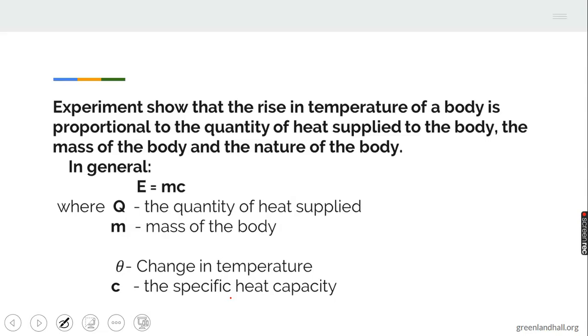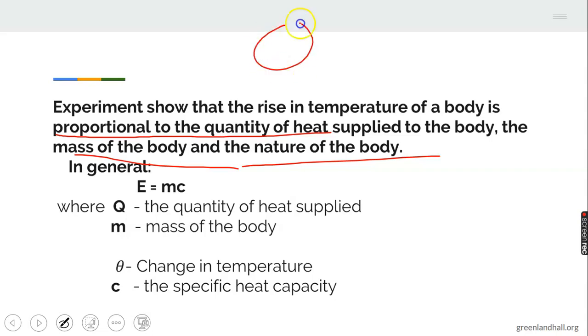Now, experiment shows that the rise in temperature of a body is proportional to the quantity of heat supplied to the body, the mass of the body, and the nature of the substance. In other words, different substances tend to absorb the same quantity of heat differently. That is, when you supply heat to a substance, the temperature rise will be different from when you replace the substance with another of different material.